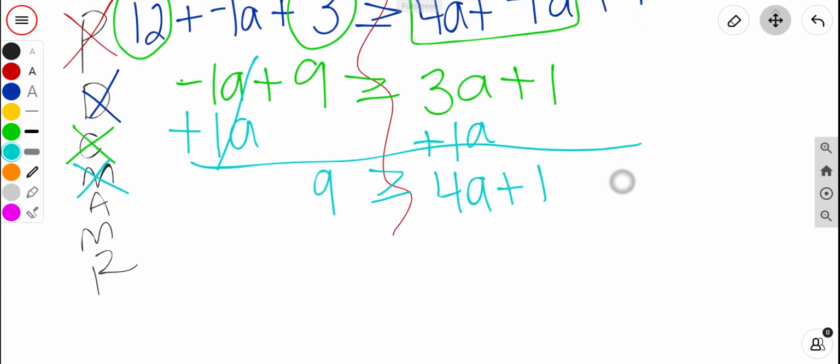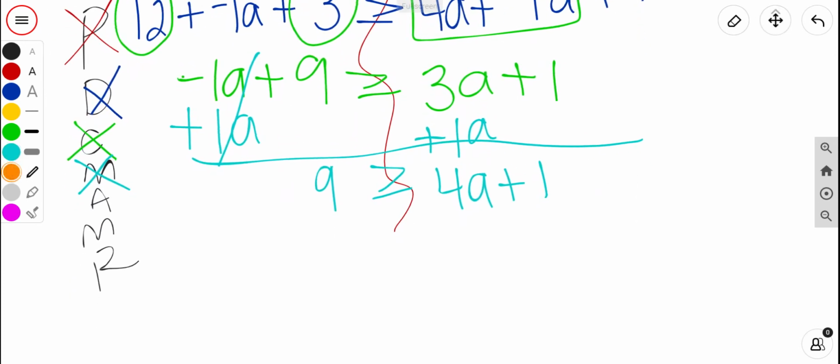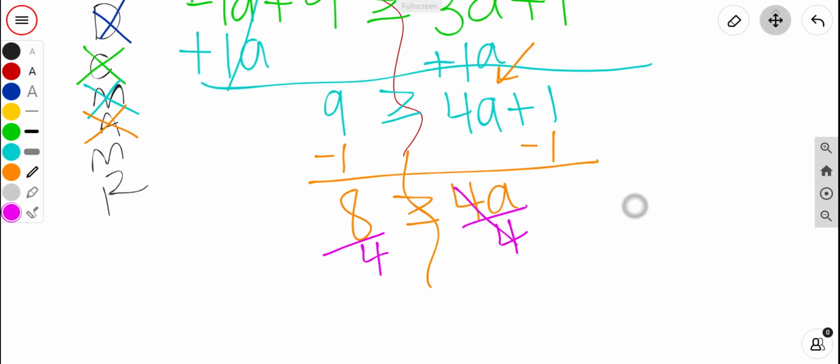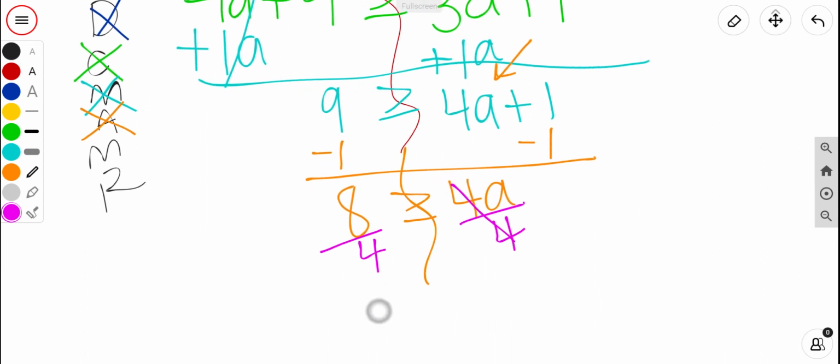Now we've got the add or subtract. Again, remember our goal is to get this a by itself. So I've got to move this. And you're right, I'm going to subtract it on both sides. So I got 8 is greater than or equal to 4a. Next up is multiply or divide. I'm going to divide this time like I normally do. So I end up with 2 is greater than or equal to a.